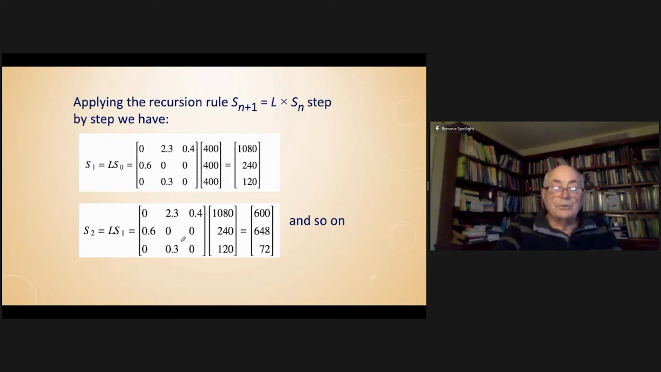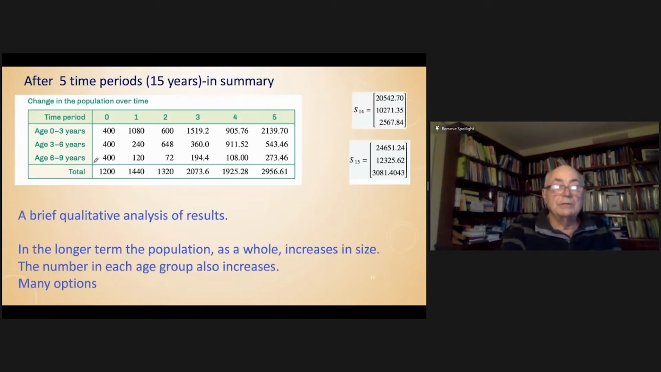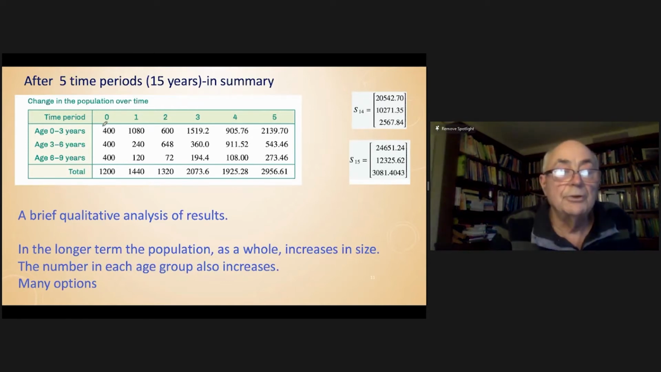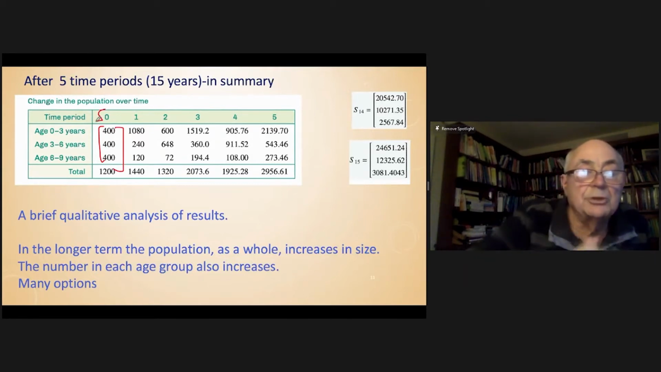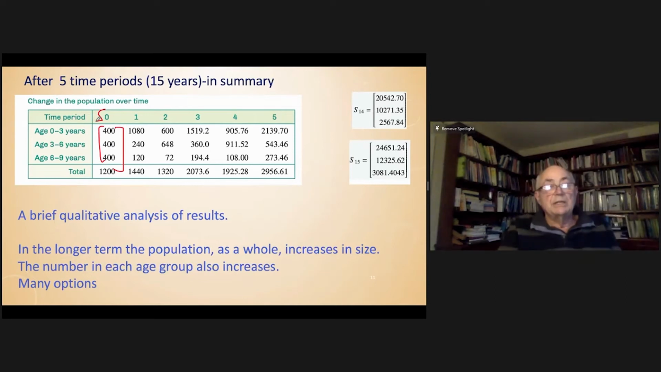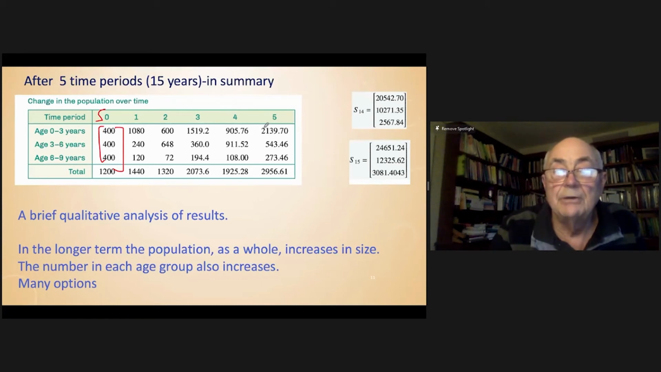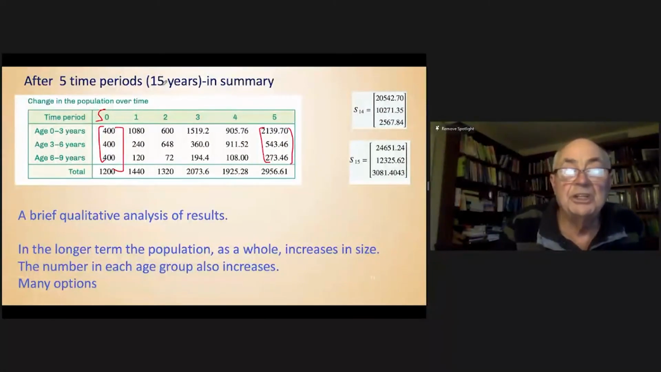I'm not going to go through all that too long, but what I've got here is a summary of what we find. It looks a bit different than we often do. If you look here, that's basically your S0 matrix. That's the distribution of seals according to age at the very start. And we move through this. This here is the age distribution of the seals after 5 time periods. So it's actually 15 years.